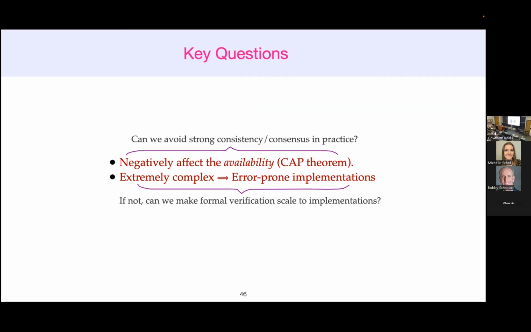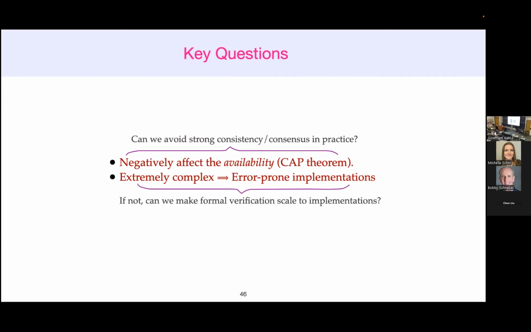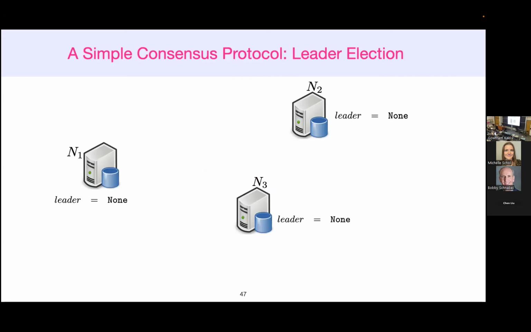So we'll now focus on the second aspect then. For the cases where we actually need consensus, how do we make formal verification scale to the real implementations of consensus, right? First of all, we look at why verifying consensus protocols is hard in practice with the help of a very, very simple example.